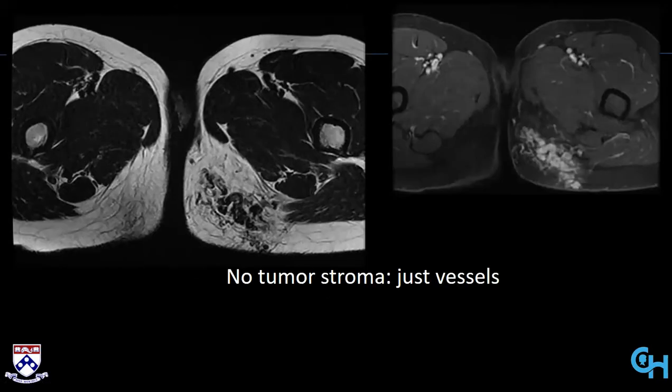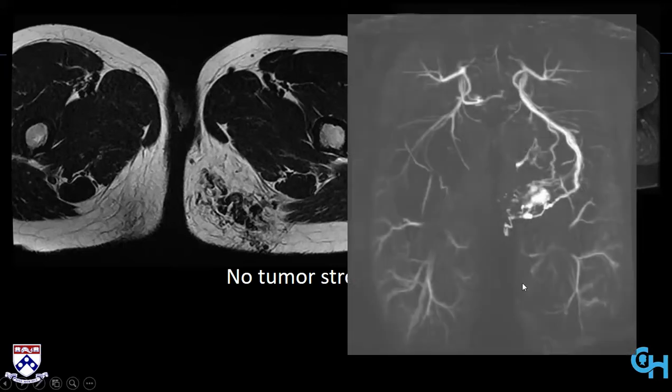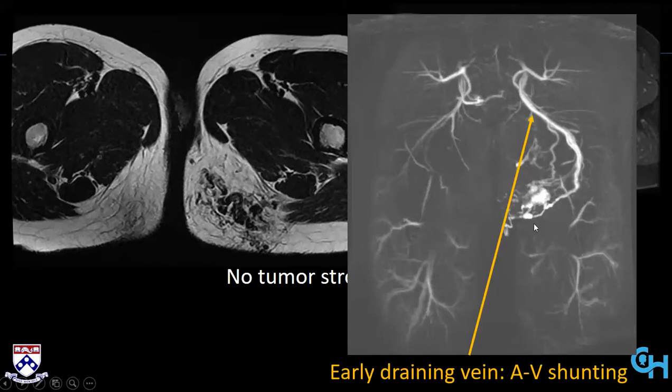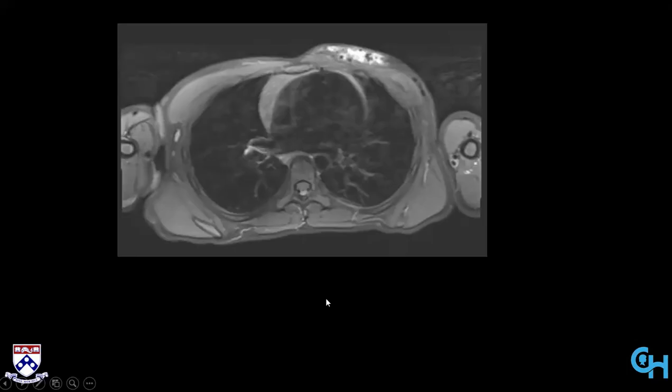So this is a characteristic MR appearance where there are just vessels, but no tumor stroma within the lesion. The lesion completely enhances. And then on this maximum intensity projection of your time-resolved sequence, you can appreciate an early draining vein coming off the nidus. So this is a sign of AV shunting.